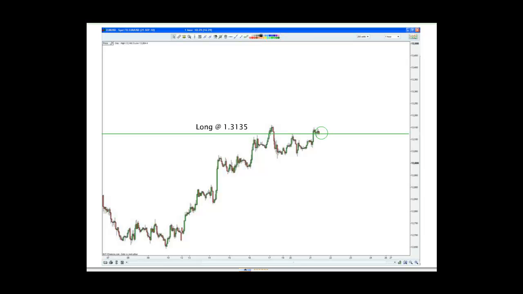So let's just say though we were looking to execute a trade. This is the Euro USD. Again, this could be any market. This could be the E-mini S&P, the Dow, the Nasdaq futures. It could be commodities. This is just, again, a typical trade setup. So let's say we were looking to go long at 131.35. What's the next logical question?